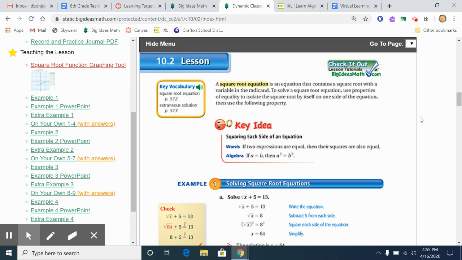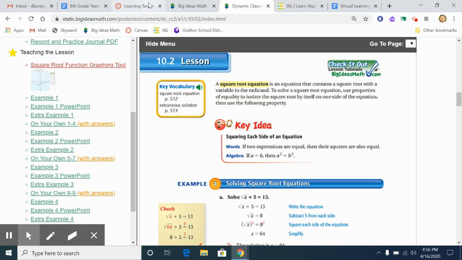We're going to do about half of the 10.2 lesson. The 10.2 lesson is going to be how to solve square root equations. So any equation that consists of a square root expression, we're going to be solving those today. All right, pretty simple rule to start with today. So again, we'll just do part one.